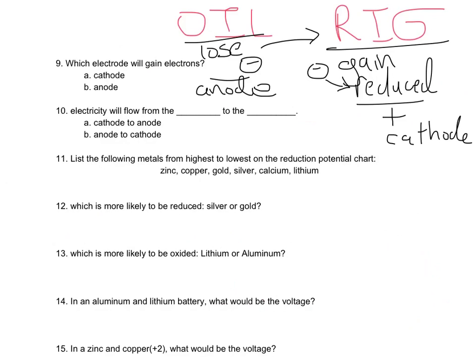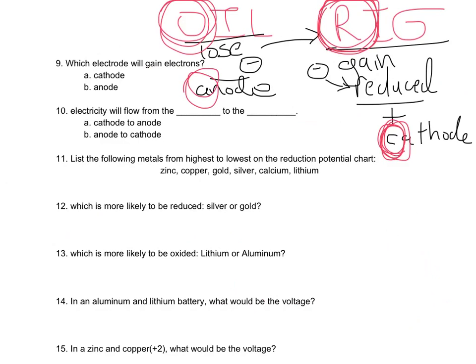So, you remember consonants R and C go together, reduction, cathode, and the vowels, oxidation and anode. So, which electrode will gain electrons? Gaining electrons, meaning being reduced, that would be the cathode. Number 10. Electricity will flow from the, so here we have electrons going from here to here. It's going to flow from the anode to the cathode. Electrons will flow from the anode to the cathode, B.